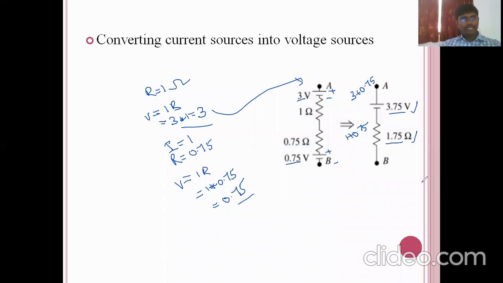This way you can calculate all these things, and you can convert a voltage source into a current source or a current source into a voltage source wherever necessary to analyze the networks.